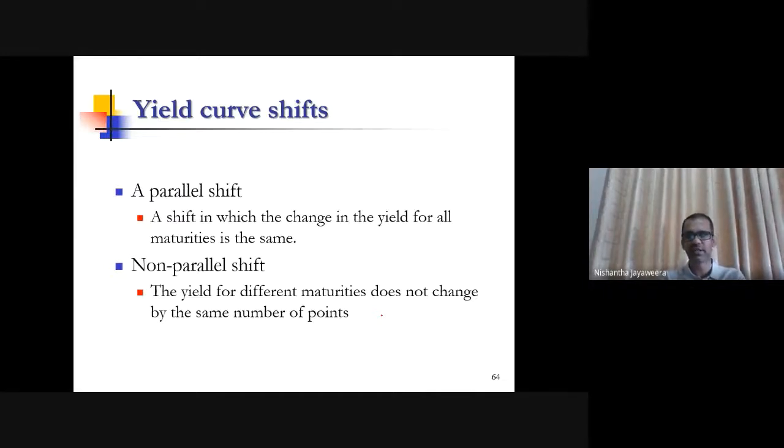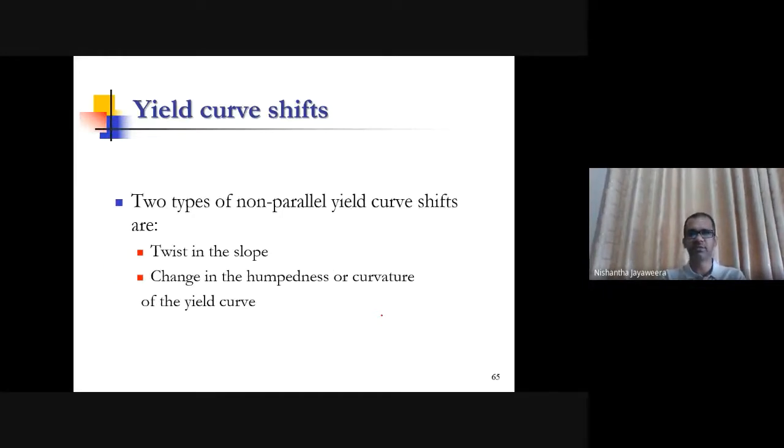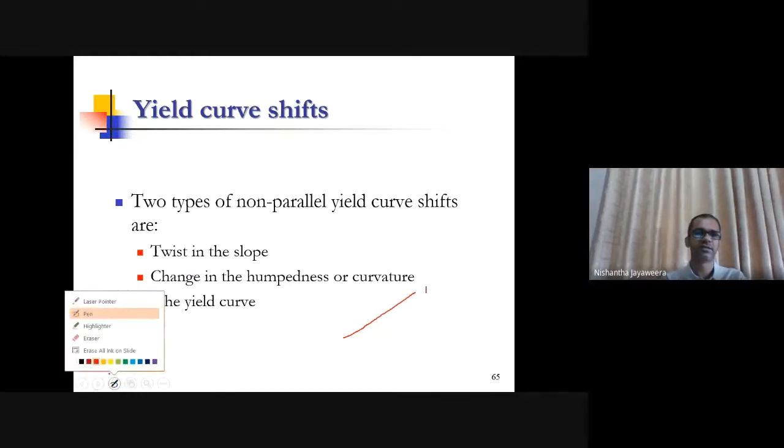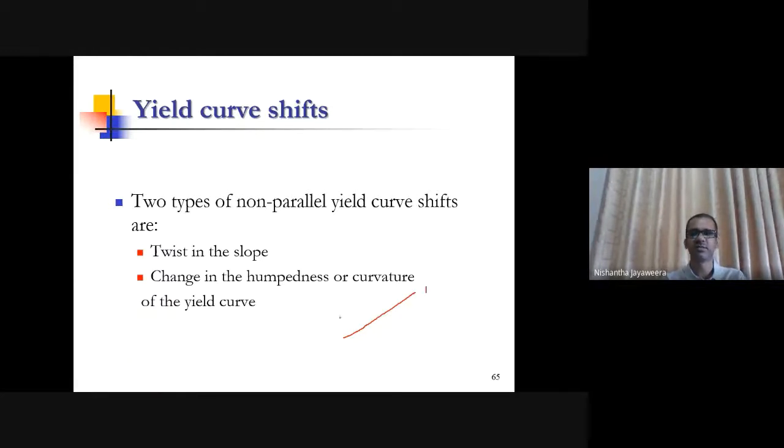Based on non-parallel shifts, there can be a twist in the slope. That means the first yield curve is like this, then it can become like this. So it's a twist in the yield curve, where short-term interest increases while long-term interest decreases. Or it can be so.